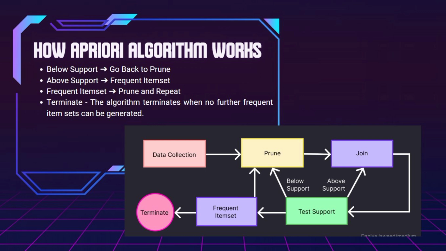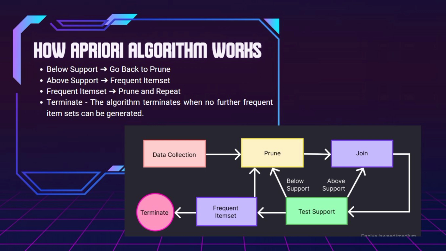Next is below support, and go back to prune. If a candidate's support is below the minimum threshold, it is discarded. The process goes back to prune and removes these weak item sets. Next is above support to frequent item set. If a candidate's support is above the threshold, it is accepted as a frequent item set. These frequent item sets are saved for generating final rules.